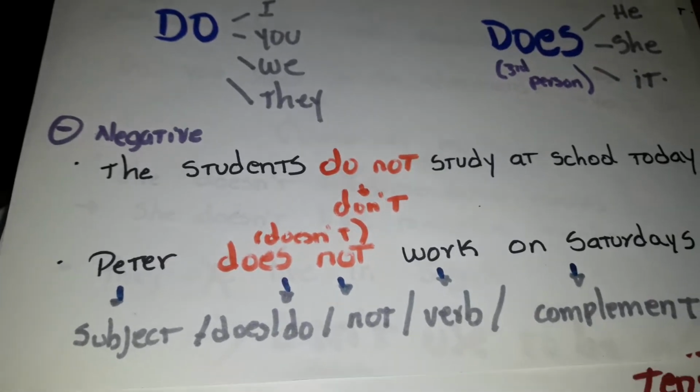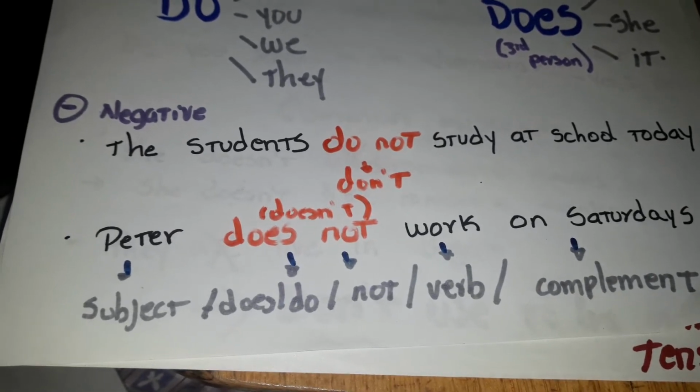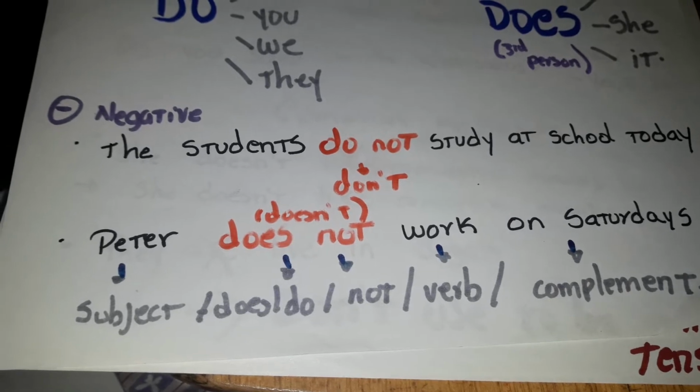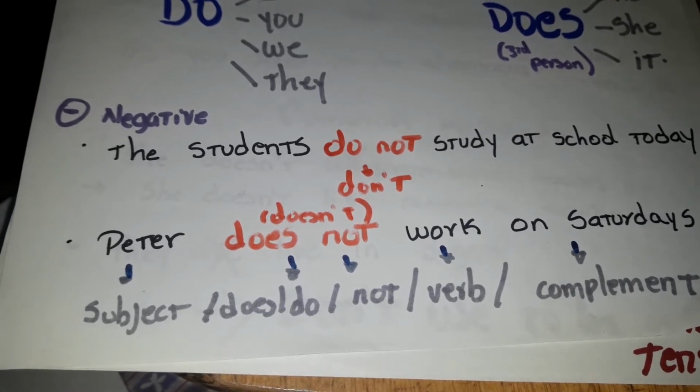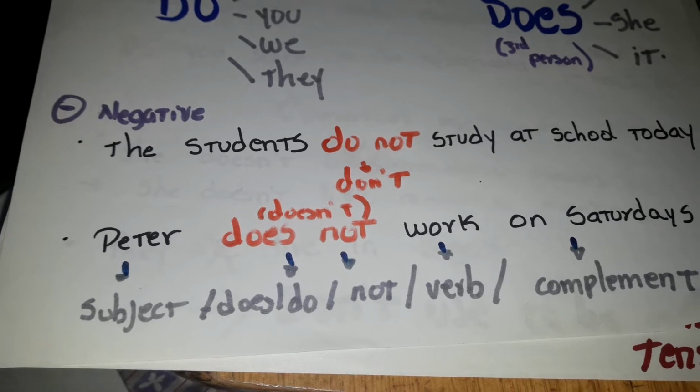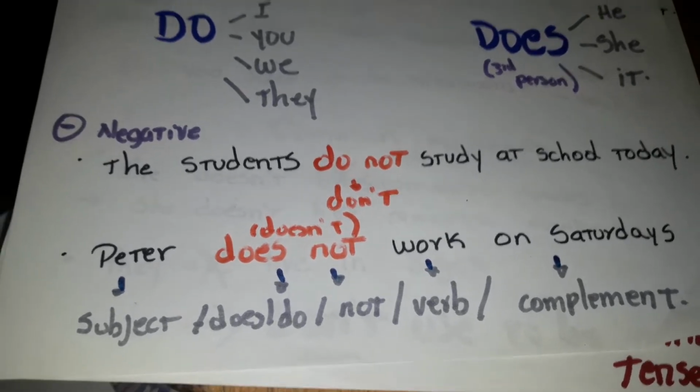Look at the grammar structure. First, you have the subject. Next, the auxiliary, do or does. Next, the negative form, not. Next, the verb. And finally, the complement.